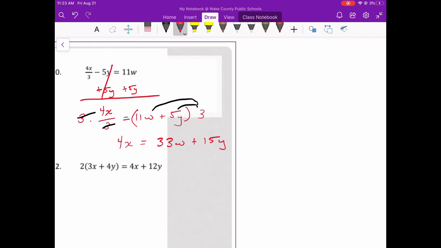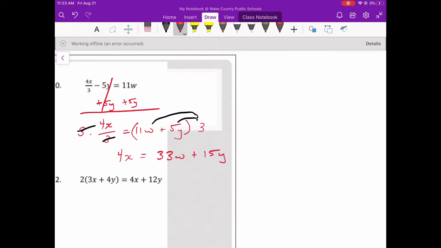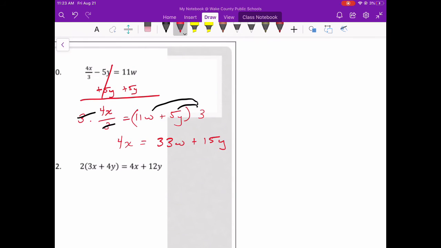Remember, my goal is not solving for every variable. It's just solving for x, meaning just getting x by itself. So there's only one more step here. I need to get rid of that 4 out front. 4 jammed up next to x is 4 times x. So I need to divide to get rid of multiplication. Don't forget to divide everybody by 4. Everything got divided by 4 there. All right. My 4's cancel. And I'm left with x is equal to 33w plus 15y all over 4.